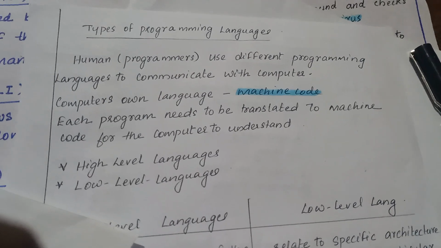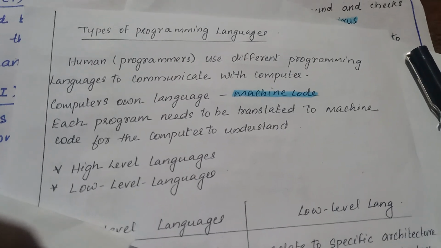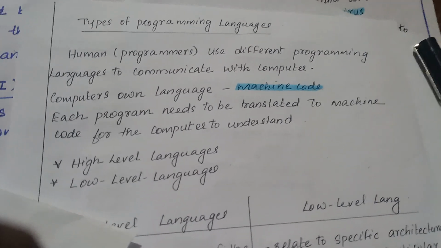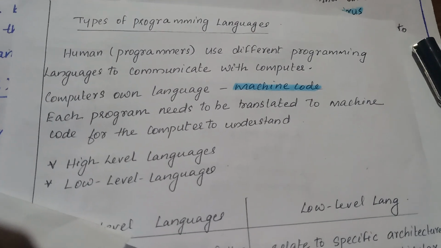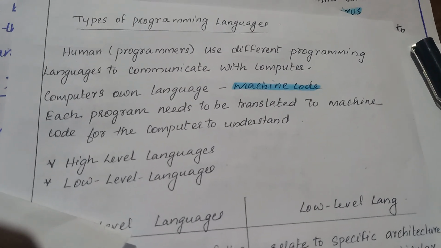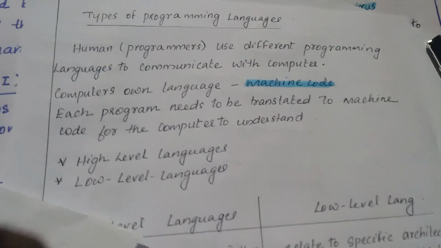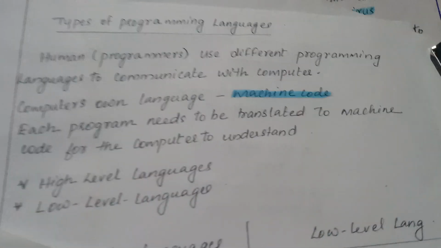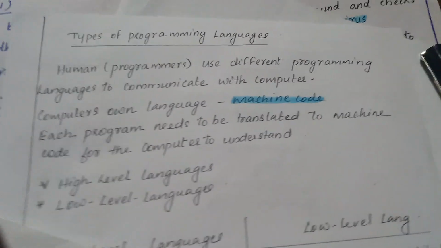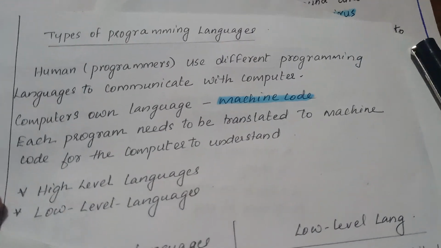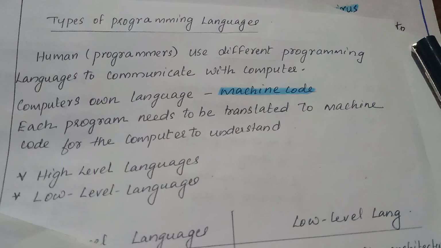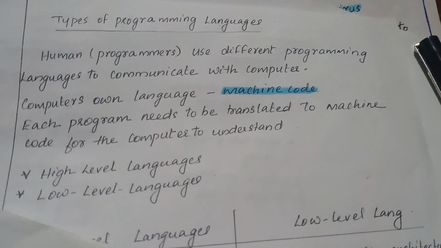That means programs will be doing specific tasks. So for every computer you have to write a computer program in any of the computer languages. So we have different types of programming languages. A human or a programmer uses different programming languages to communicate with a computer.